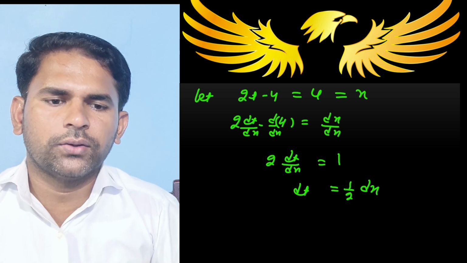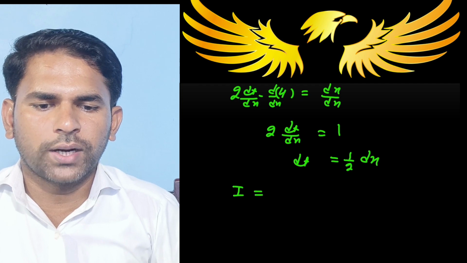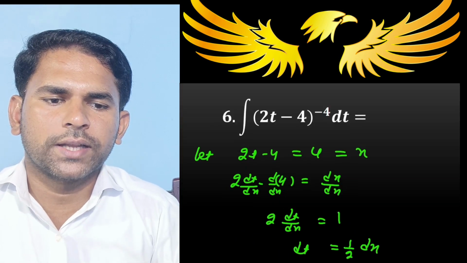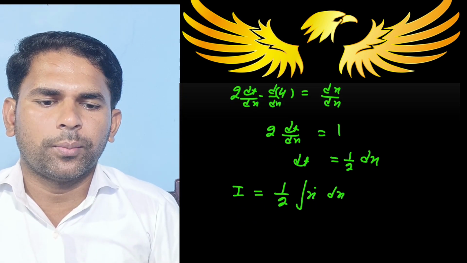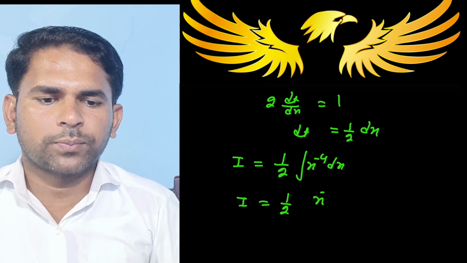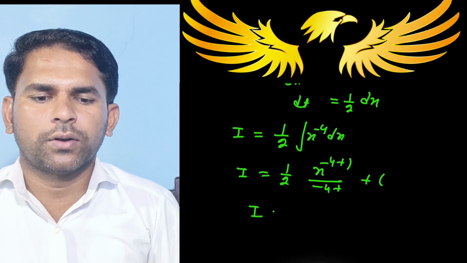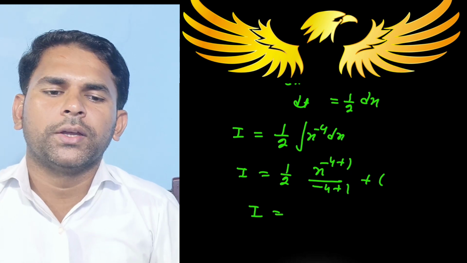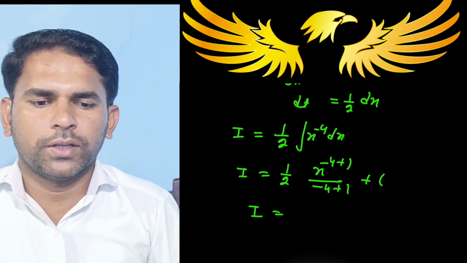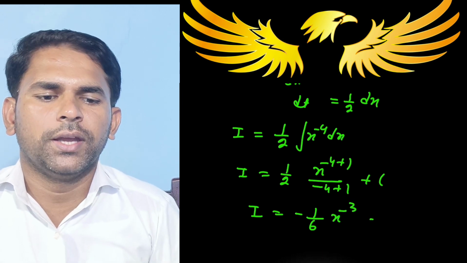So in place of dt we are going to write 1 upon 2 integration of dx, and here this value we consider as x, so we can write x power minus 4. Now you can integrate this value: 1 upon 2 x power minus 4 plus 1 divided by minus 4 plus 1, plus c. Minus 4 plus 1 will be minus 3. So minus 3 multiplied by 2 gives minus 1 upon 6 x power minus 3, plus c.